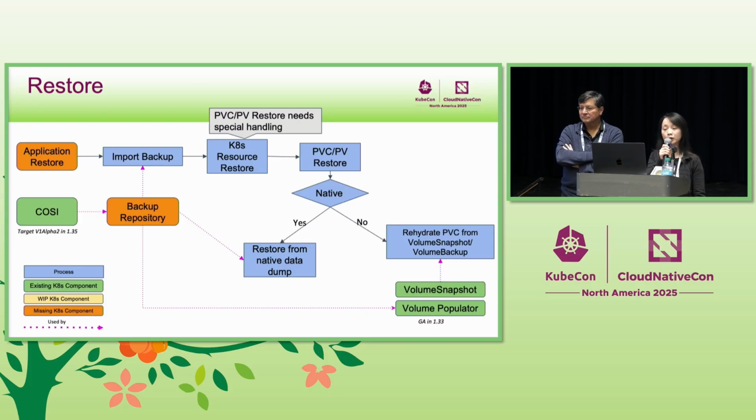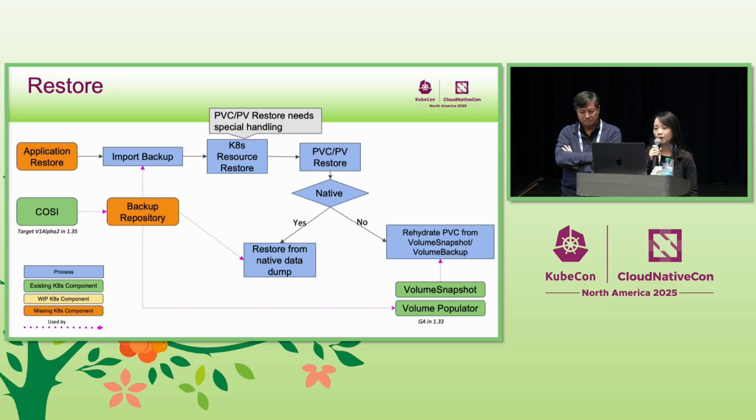This figure shows the restore workflow with existing and missing building blocks in Kubernetes. To restore an application, we first need to import the backup from the backup repository. We need to import the Kubernetes metadata. We need to restore them. We also need to restore PVC and PV. If the data volume was backed up natively, we need to restore from the native data dump. Otherwise, we need to rehydrate the PVC from volume snapshot or volume backup.